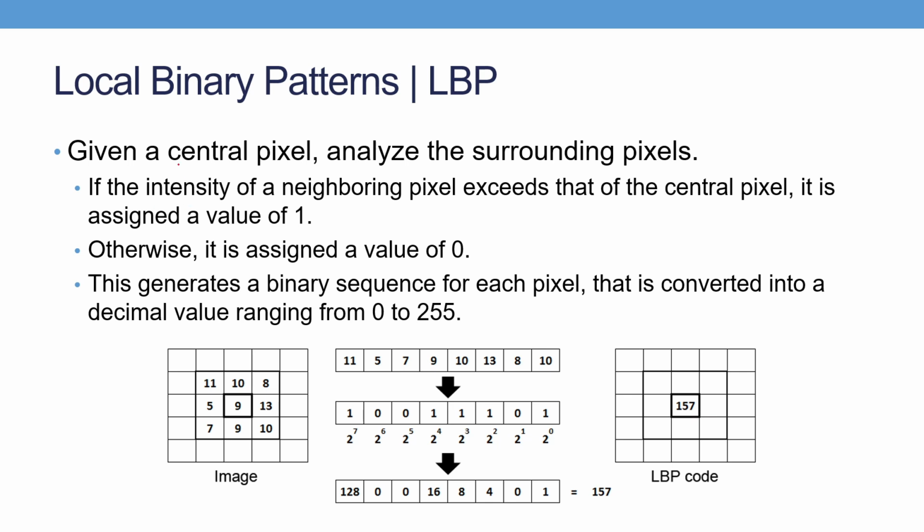So, given this central pixel, you analyze the surrounding pixels. If the intensity is larger than the central pixel, this pixel is assigned a value of 1. Otherwise, it's 0. So if it's higher, 1; if not, it goes to 0. This is converted to a decimal code ranging from 0 to 255, and this code is used for texture classification.